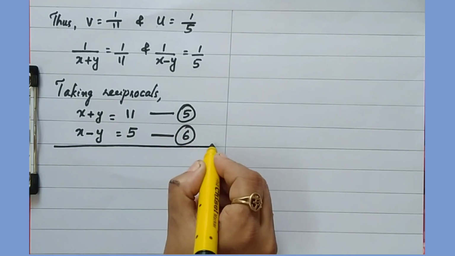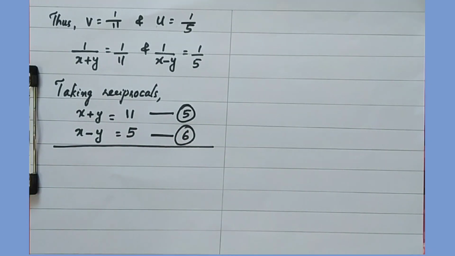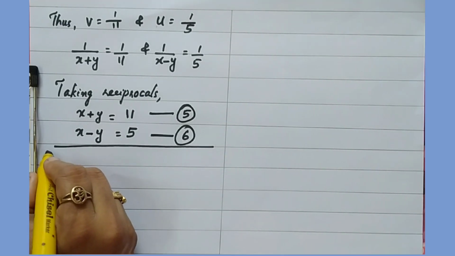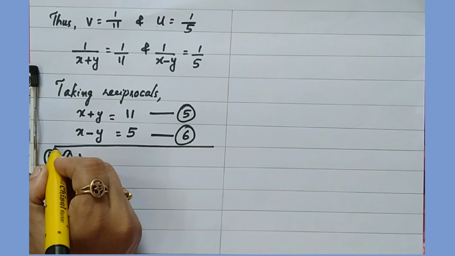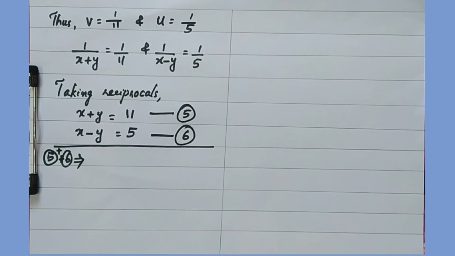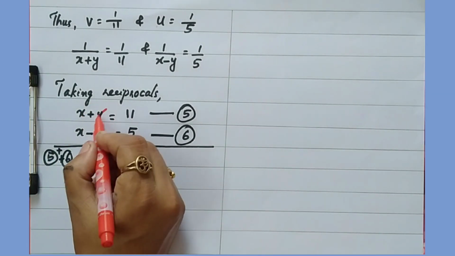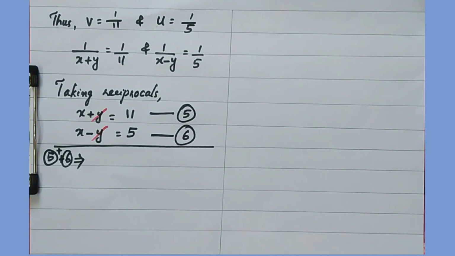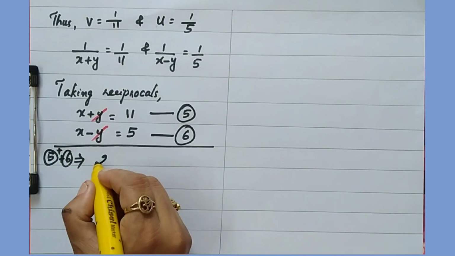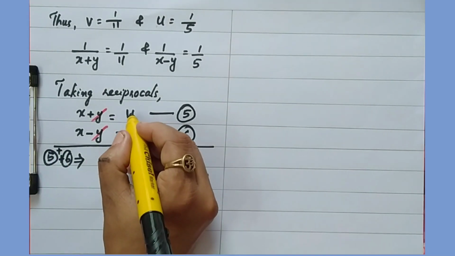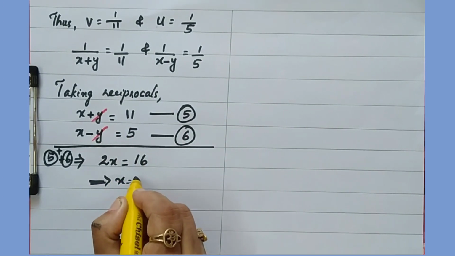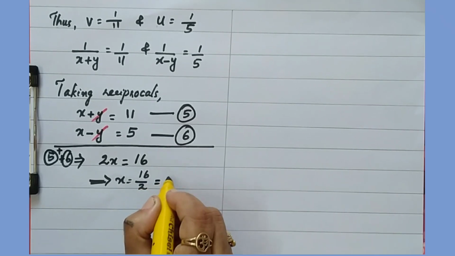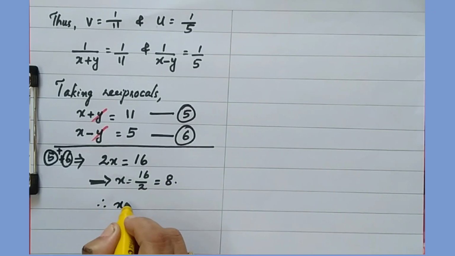You want the values of x and y, so solving 5 and 6. I am going to add up 5 and 6. When adding, plus y cancels with this minus y. So the remaining is x plus x is 2x equals, right side 11 plus 5 is 16. Implies x equals 16 by 2 equals 8. Thus you got the value of x as 8.